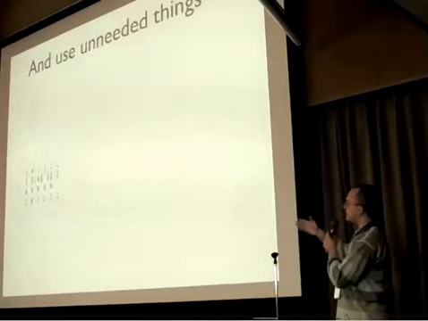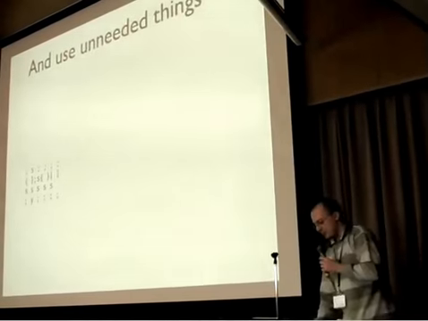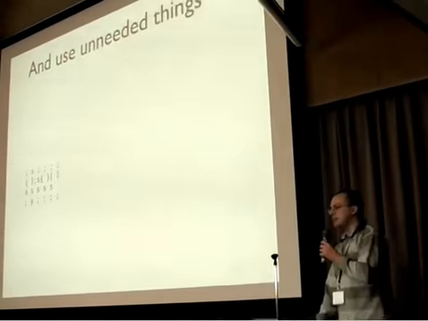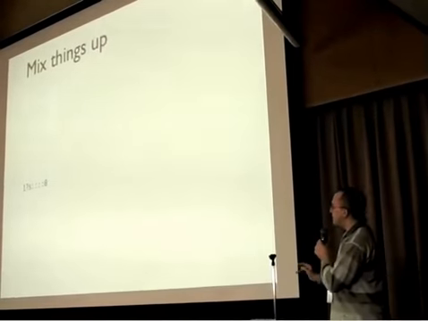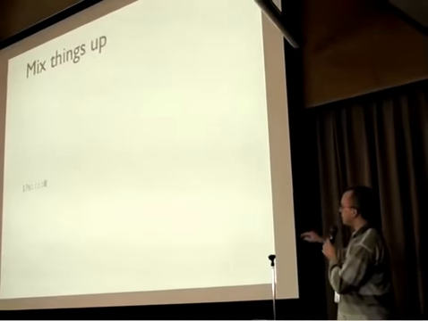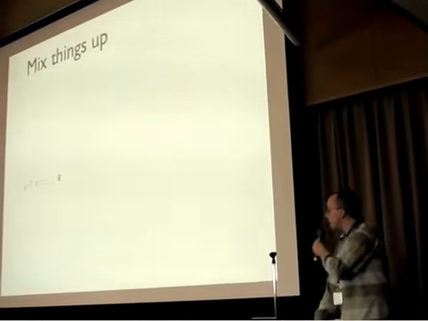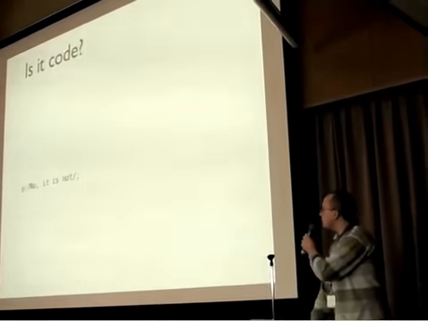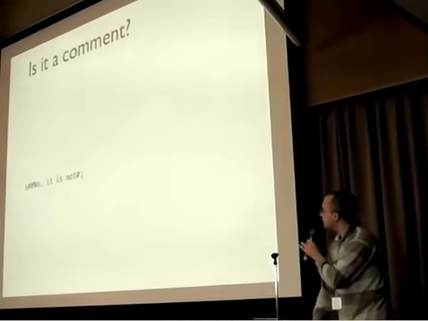For instance, an extra semicolon or an empty block. And then you can start mixing things together. Lots of them. So in this case, we have a ternary operator, and we're also using the colon for the substitution operator. Is that code? No, that's not code. And is that a comment? No, that's not a comment.